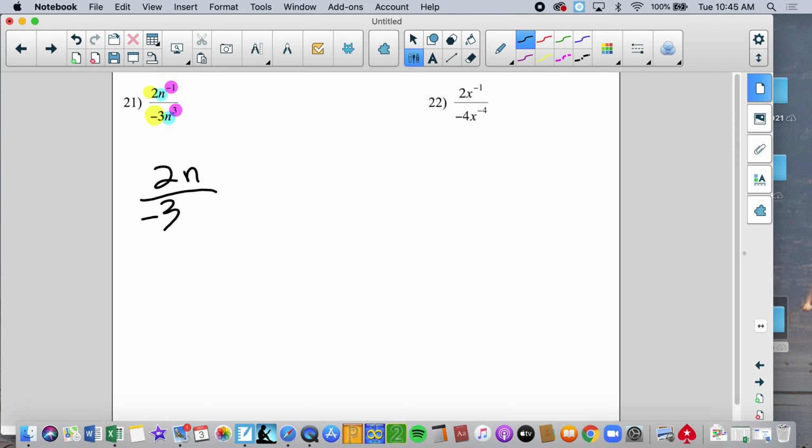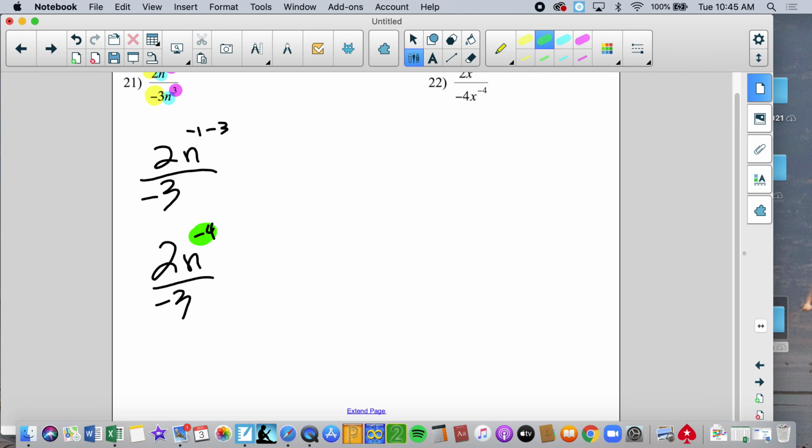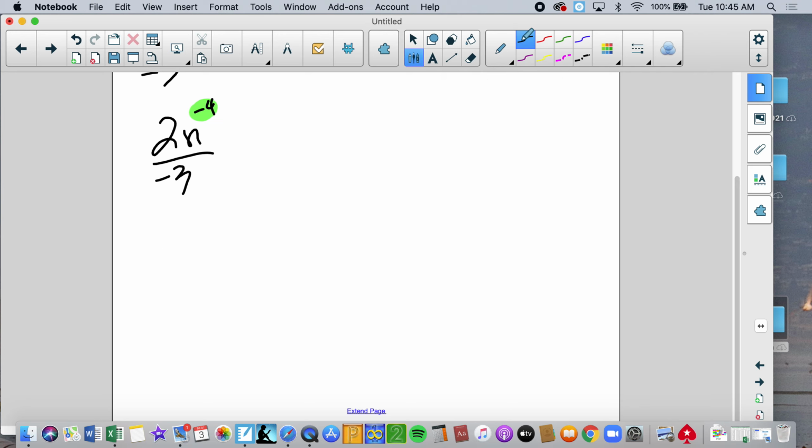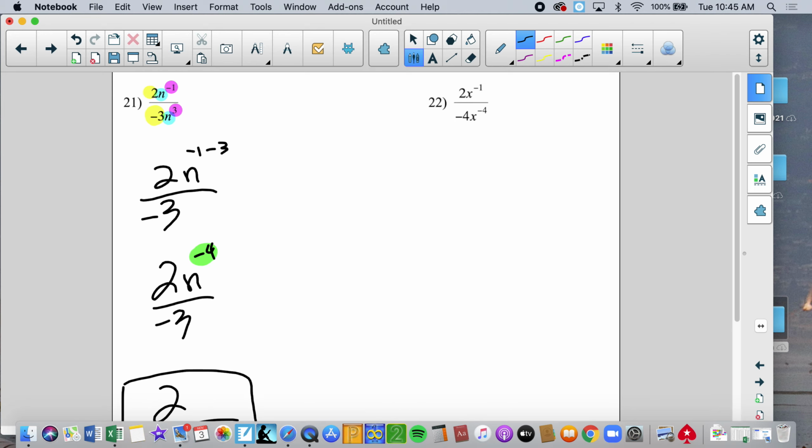So that is n to the numerator minus the denominator, which gives me 2n to the negative 4 over negative 3. I have to get rid of that negative exponent. I can't leave it as negative because the directions say only positive. So I'm going to move the base of that exponent, so it becomes 2 over negative 3 n to the 4th. So we notice that the term n to the negative 4, n goes to the denominator, and my exponent becomes positive.